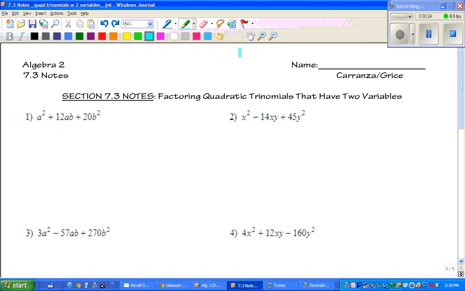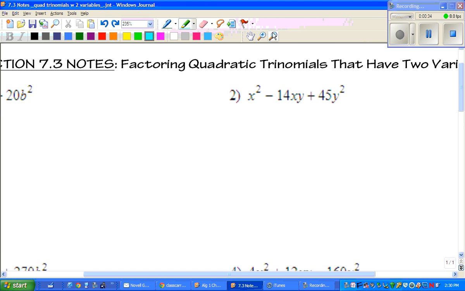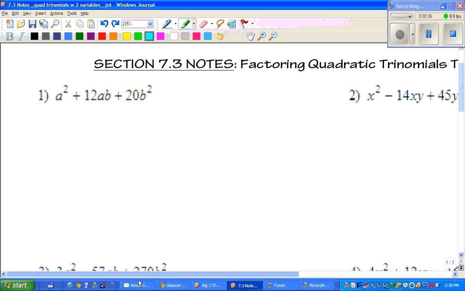Now, for those of you who like box method, hey, guess what? I'm going to do some box method. And for those of you who like splitting the middle term, I'm going to do some of those too, so you get to see both of them. Now, you can use either method you want, whatever works best for you, okay? But all the steps are the exact same thing.